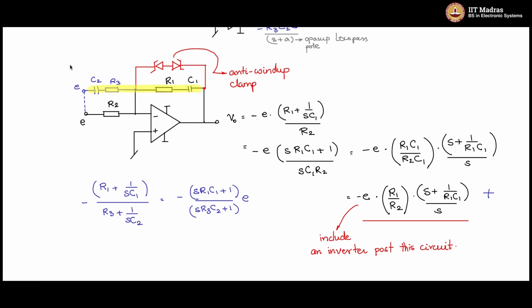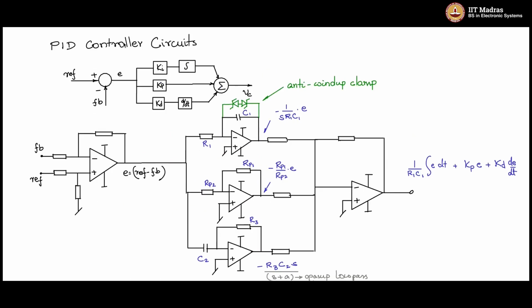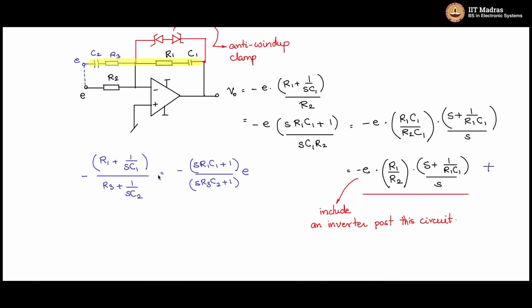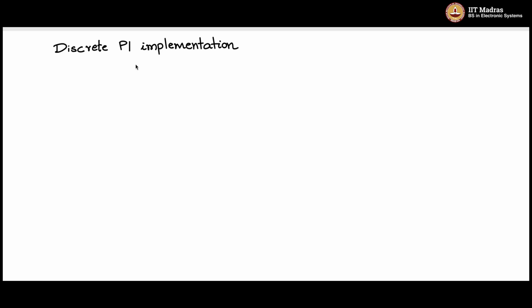So in this way, in the analog domain, using op amps, you can have PID controller circuits. Several PID controller circuits are there. These are a couple of examples which I presented. Several of these systems implement the PI controller algorithm within a microcontroller in the discrete domain. So it is important for us to have a look at the discrete PI implementation.